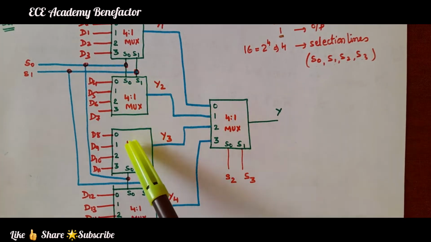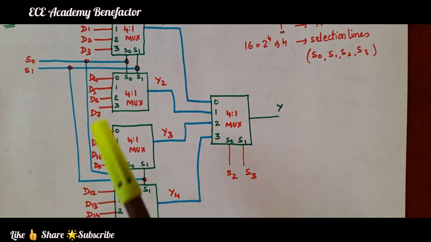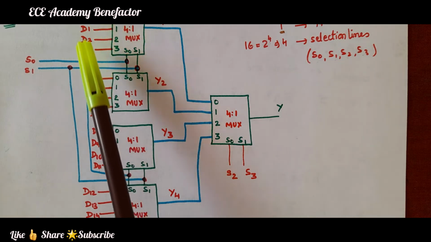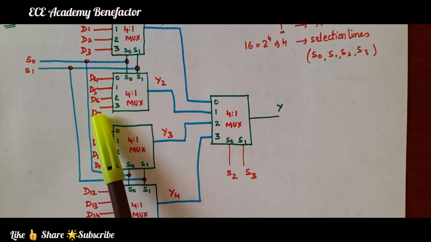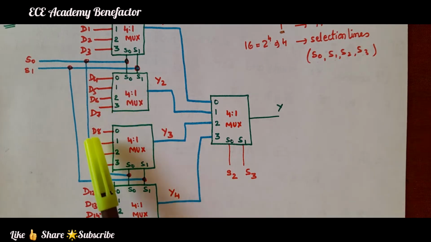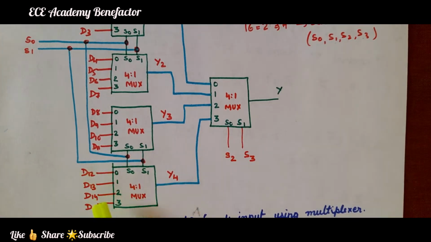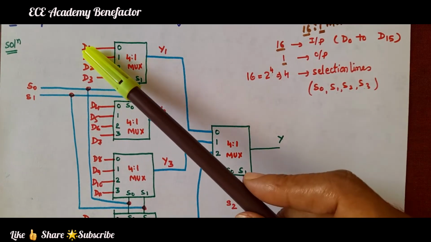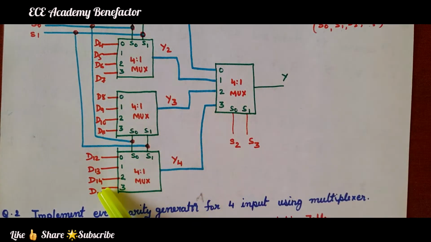One, 2, 3, 4. This 4:1 mux means it is having 4 inputs, D0 to D3. It is having the inputs from D4 to D7. The third mux is having D8 to D11. And the fourth one is having inputs from D12 to D15. So, how the inputs are? It is starting from D0 to D15. So, 16 inputs are there.